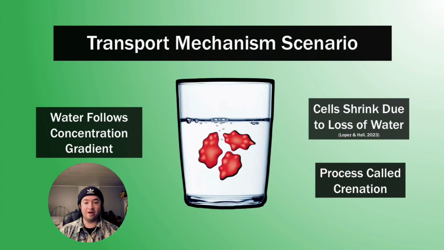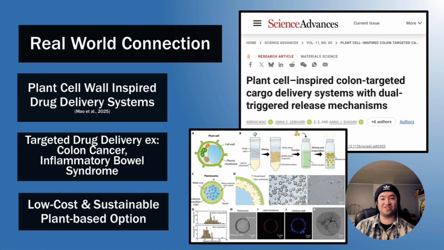So yeah, they'd kind of look a little bit like how I've pictured them here in the glass, all shriveled and crumpled up. This process of cell shrinking is called crenation and can actually cause cells to lose their ability to function and cause the cells to die. Okay, so real world connections.